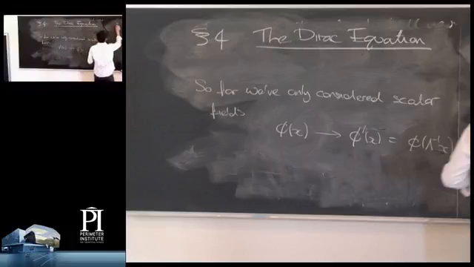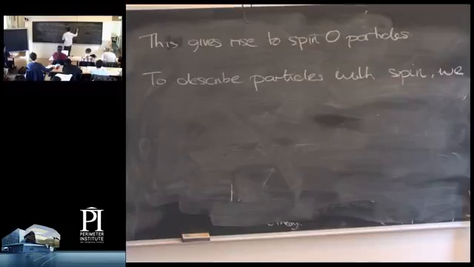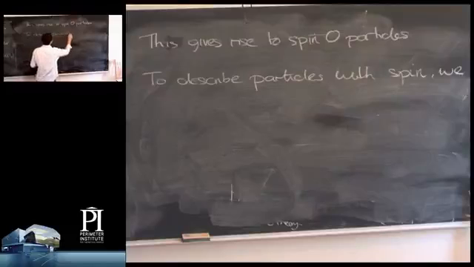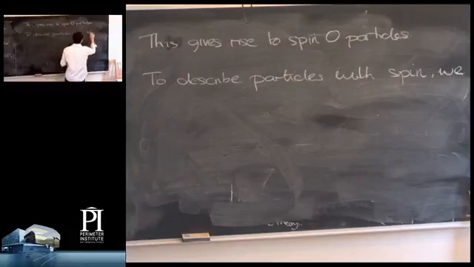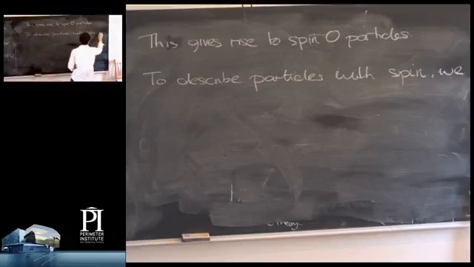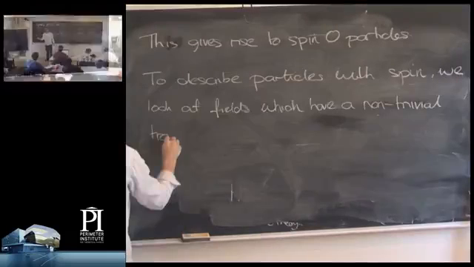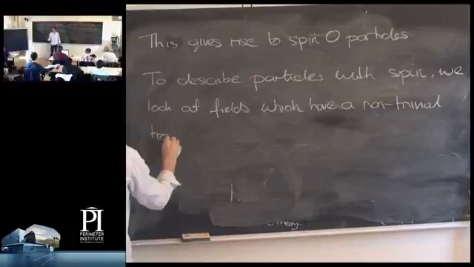So this gives rise to spin 0 particles. To describe fields with spin, to describe particles with spin, which means the particle has some intrinsic angular momentum, what we're going to do is look at fields which themselves have some non-trivial transformation under the Lorentz group.